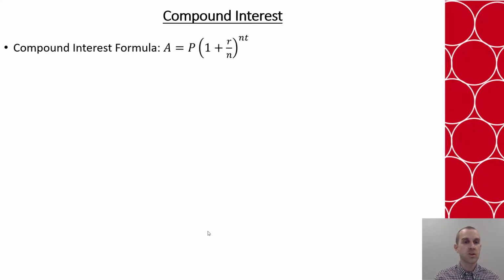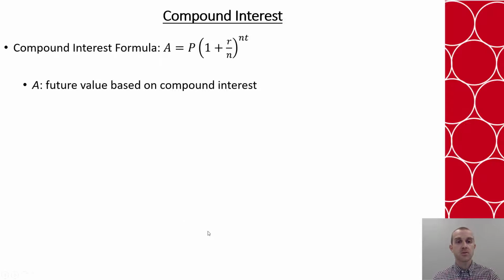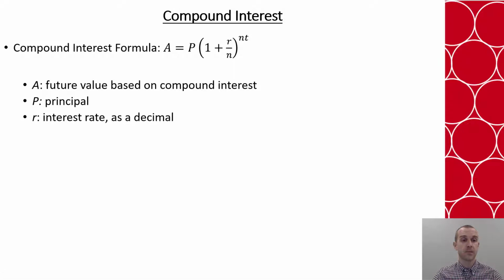So the formula we use for compound interest is A equals P times the quantity 1 plus r divided by n, raised to the n times t. It's a lot of letters, but let's just talk about them. The first one, A, is our future value. That's how much will be in the account after we've done this compound interest. P is still our principal, the original amount we invested in the account.